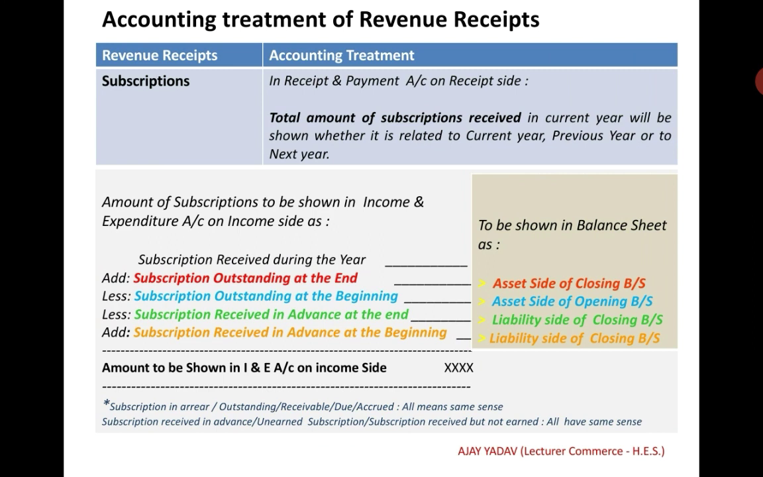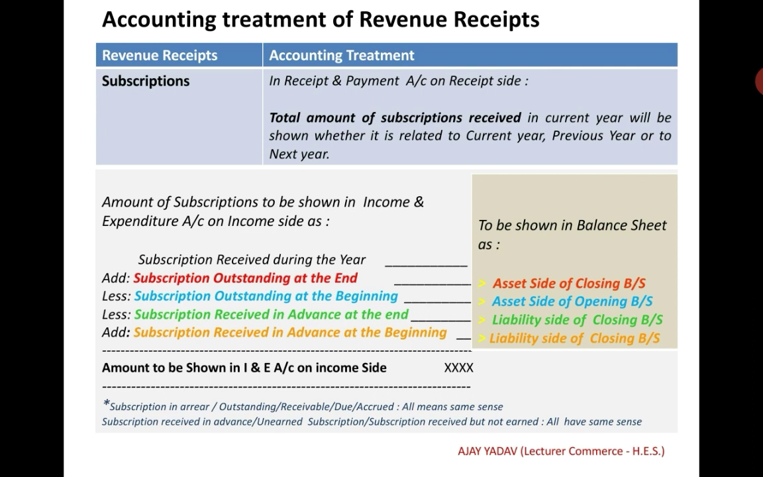The total amount of subscription received in the current year will be shown on the receipt side of the receipt and payment account, whether it is related to the current year, previous year or next year. Now, the amount to be shown in the income and expenditure account.